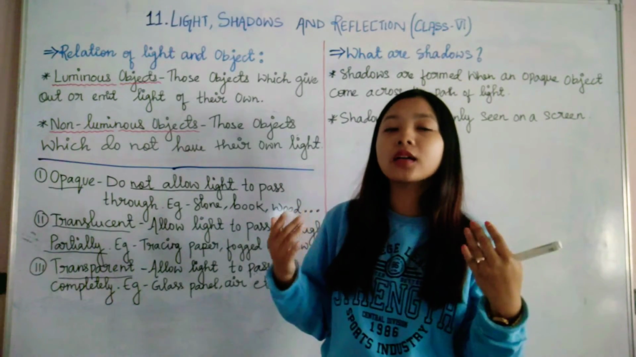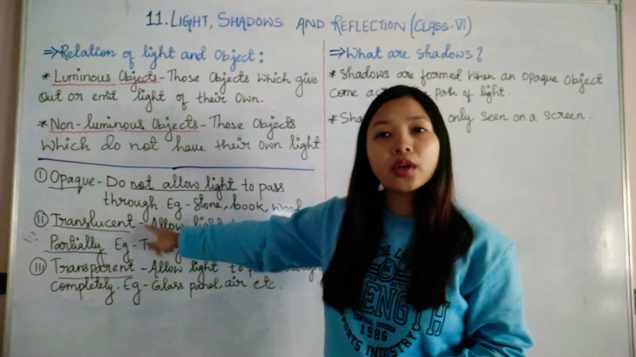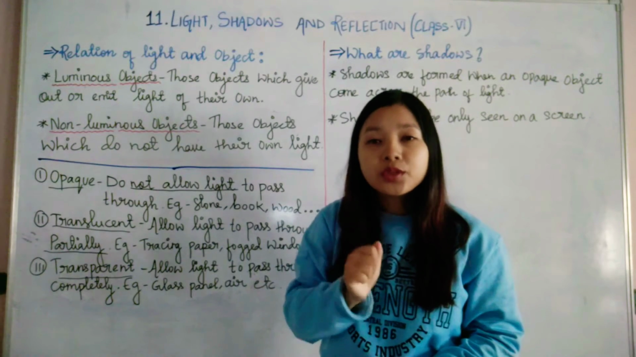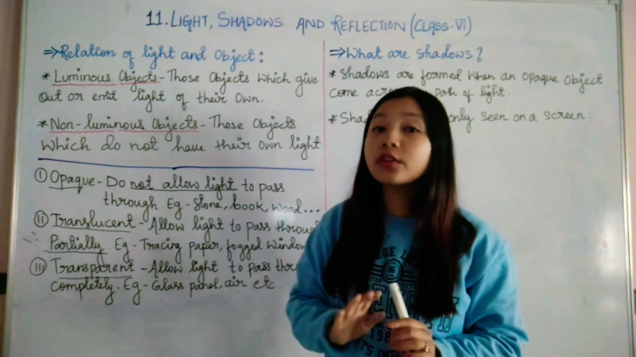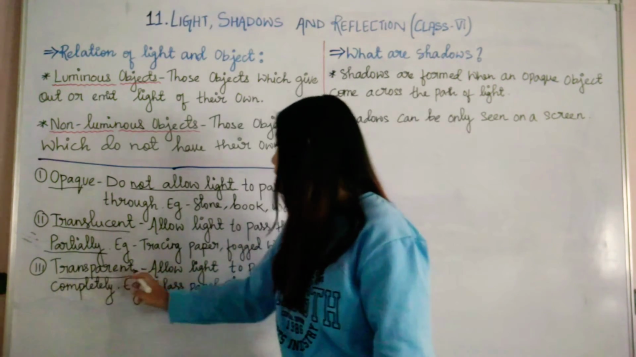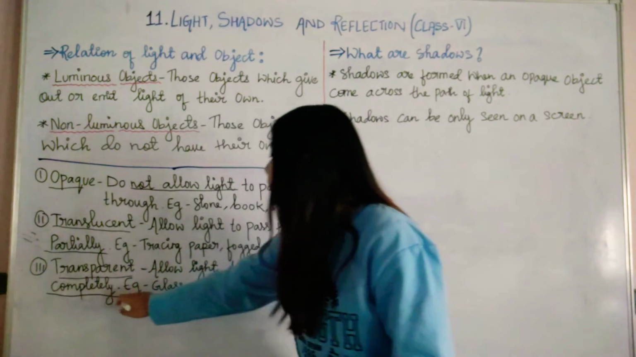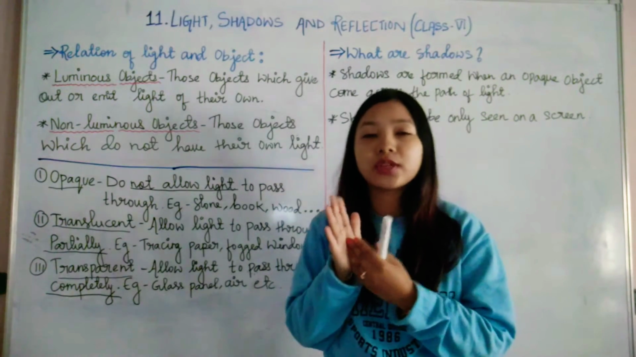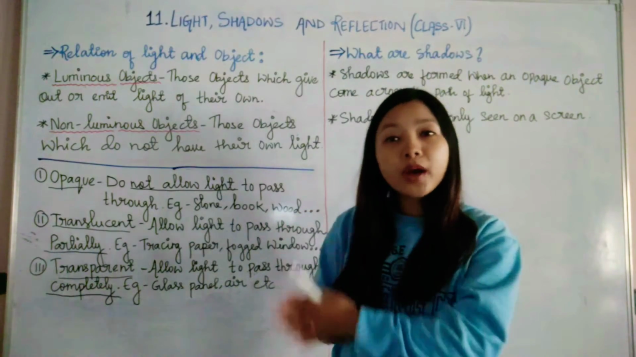You will see dark, black, clear shadows. But translucent objects allow only partial light to pass through them, so we can see a faint or hazy shadow. It will not be very clear. While transparent objects are those which allow light to pass through them completely. They do not block any light rays. They completely let the light rays pass through them.